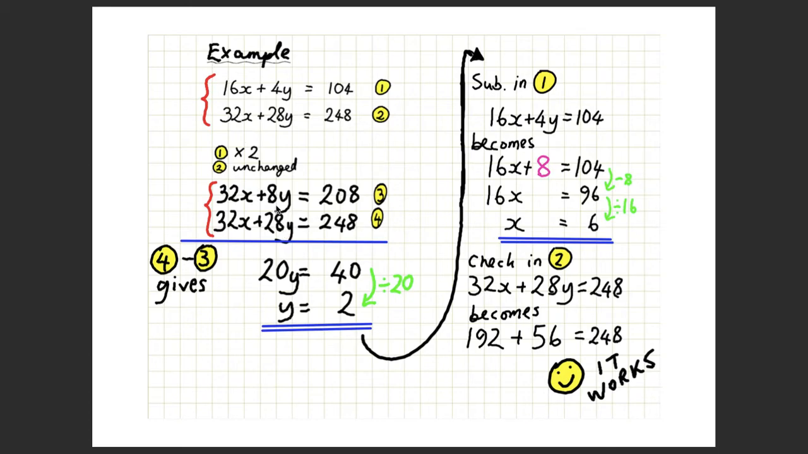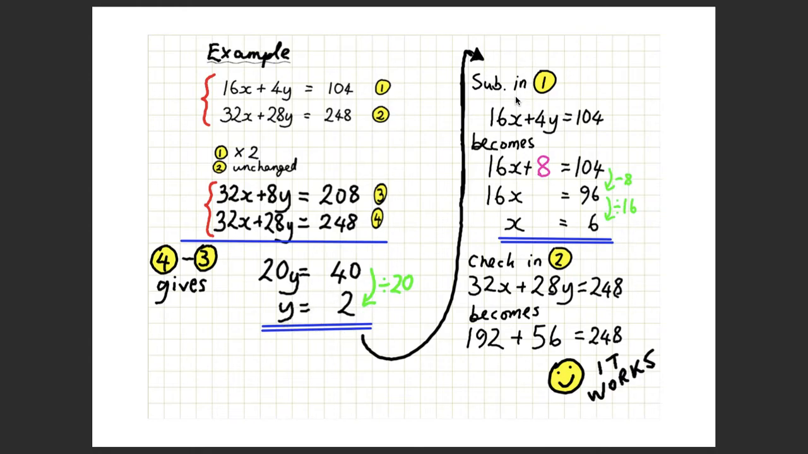So I've done it bottom minus top this time, equation 4 minus equation 3, just because the numbers on the bottom happen to be bigger. So 28y minus 8y gives me 20y, and 248 minus 208 gives me 40. So 20y is 40, and I've eliminated the x's. And dividing everything by 20, you get y equal to 2. So we figured out what y is.